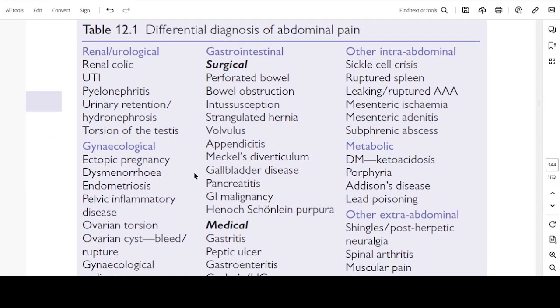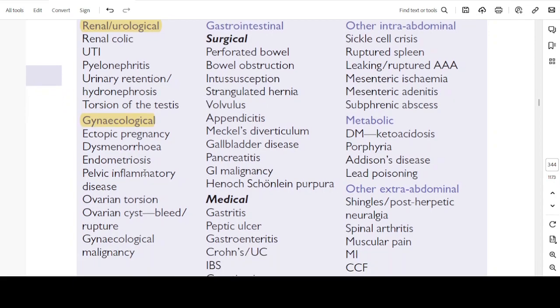Differential diagnosis of abdominal pain. Renal or urological causes could be renal colic, UTI, pyelonephritis, urinary retention, hydronephrosis, torsion of the testes. Gynecological causes: it could be an ectopic pregnancy, dysmenorrhea, endometriosis, pelvic inflammatory disease, ovarian torsion, ovarian cyst or bleed or rupture, gynecological malignancies.